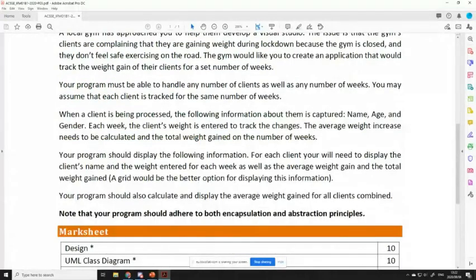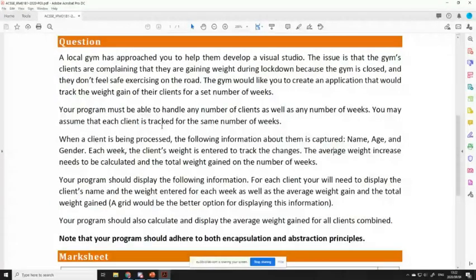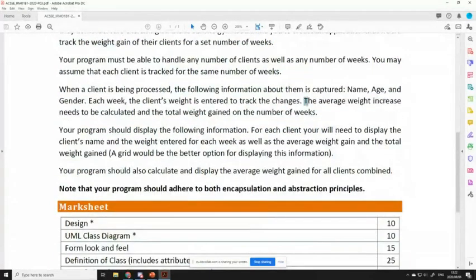All right, now going to the question here. I'm not going to discuss the information that's required. I'm assuming everybody is comfortable with that. I'm just going to discuss the display information that you want. So each week, the client's weight is entered to track the changes. The average weight increase needs to be calculated, and then the total weight gained over the number of weeks.